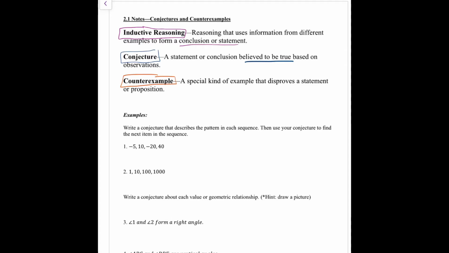And the last one here we have is a counterexample. So sometimes you'll have to come up with counterexamples to say like, well, this isn't true, so the opposite has to be true, that kind of thing. So just something that disproves another statement, okay?